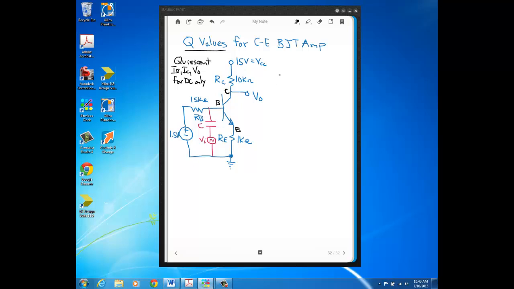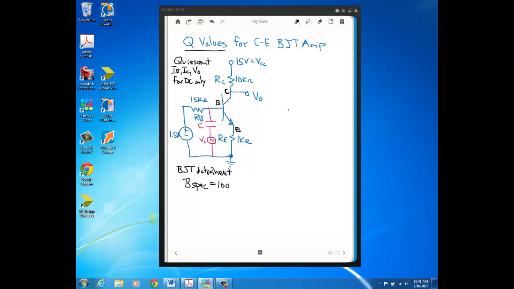Now, one item that I left out of this example that I just remembered is that on the BJT data sheet, we get that the beta spec for this transistor is 100. Alright, we're going to need that in the analysis.